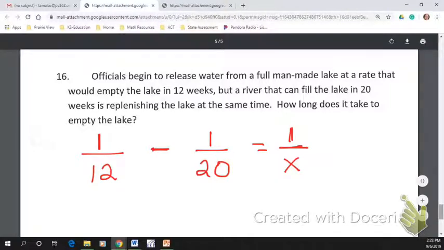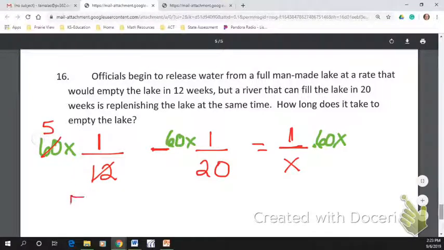So what would I need to multiply by? What's my common denominator here? 60. Okay, 12 and 20 both go into 60. You're right, it goes in there 5 times. 12 and 20 both go into 60 evenly, and I have an x, so my common denominator is going to be 60x. So take every term times 60x. So 60 and 12. 12 goes into 60 how many times? 5. Okay. So 5 times x is 5x.